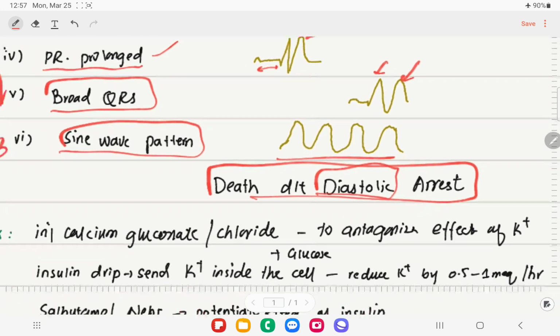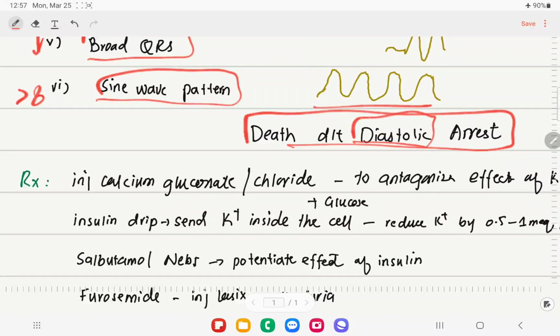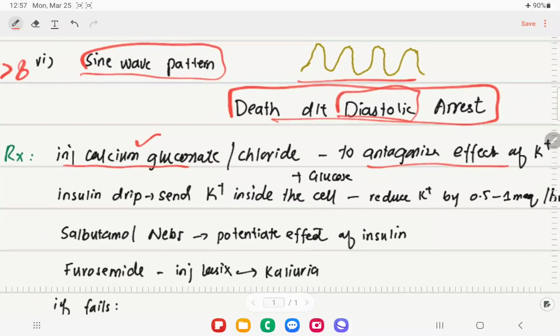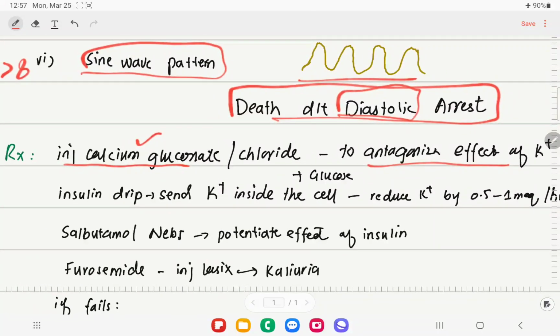So how are we going to treat this case? In this case, we'll have to give injection calcium gluconate. We know that calcium causes contraction and potassium causes relaxation. So to antagonize the effect of potassium, we're going to give calcium gluconate to this patient, right? It will be 10% calcium gluconate diluted in 10 ml of normal saline, and it is given IV slowly over 10 minutes, right? So there is a rule of 10 in that.